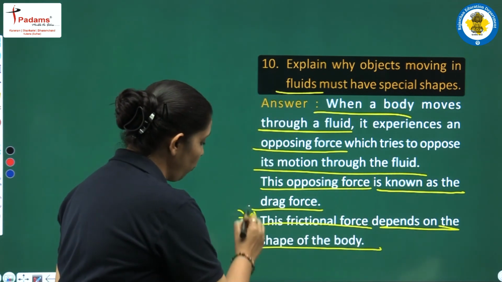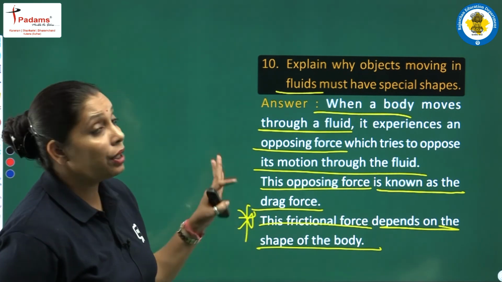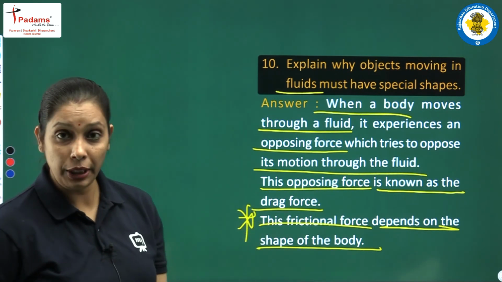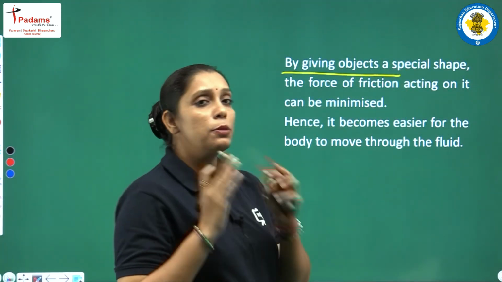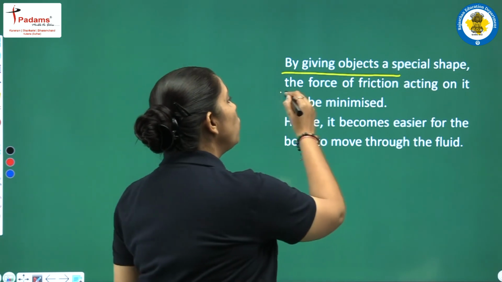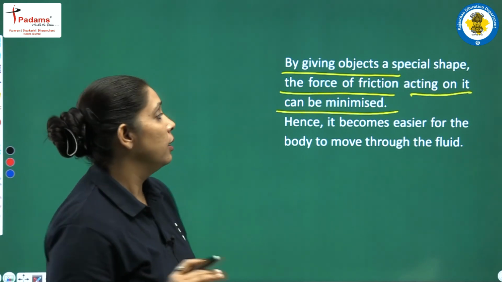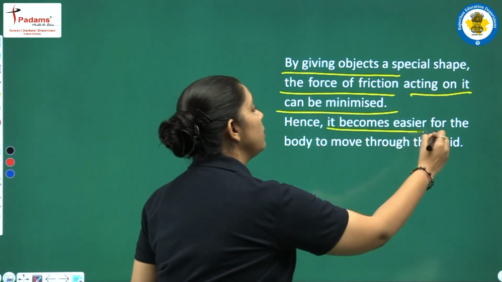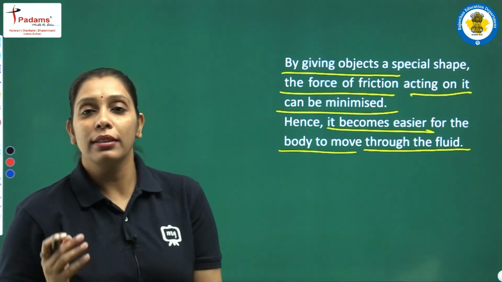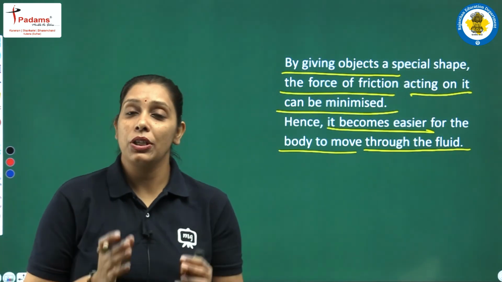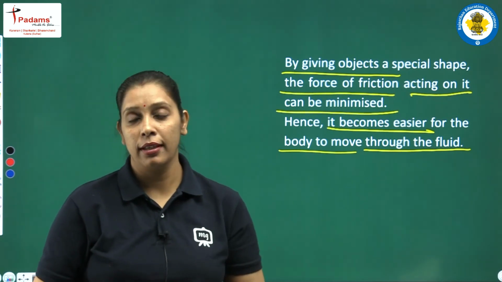Yes, again a very important line, class 8th. This line is very important. Okay, so students, by giving object a special shape, the force of friction acting on it can be minimized. Hence, it becomes easier for the body to move through the fluid, and that's why the specific shapes are given to the objects.